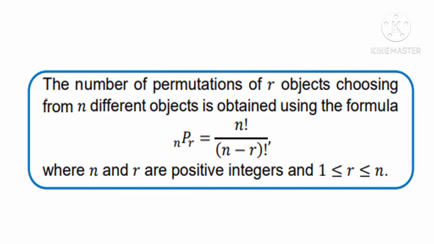So in this case, the number of permutations of R objects chosen from n different objects is obtained using the formula n taken R is equal to n factorial over the quantity of n minus R factorial, where n and R are positive integers, and R should not be less than 1 or greater than n.